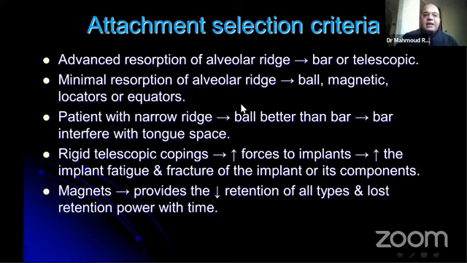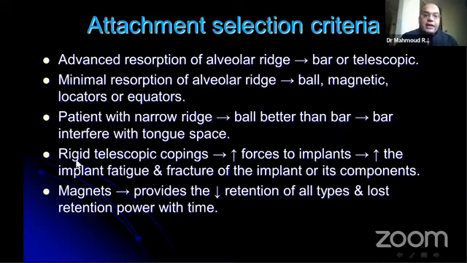So we can summarize the attachment selection criteria into these points. Advanced resorption of the alveolar ridge: if you have a case of advanced ridge resorption, use bar or telescopic attachment. If you have minimal resorption of the alveolar ridge, use ball, magnetic, locator, or equator, whatever the type you need. Patient with narrow ridge, use ball here better than a bar, because the bar interferes with the tongue space and the tongue movement.